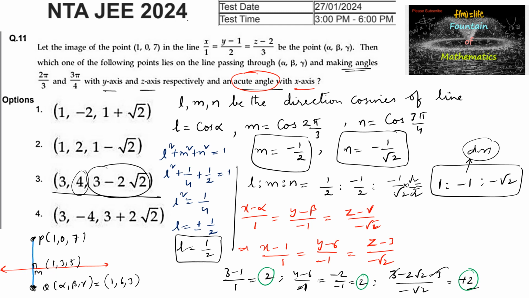And which of the following points lies means we can say the third point. This third option point lies on the line passing through alpha, beta, gamma and having the given direction cosines.